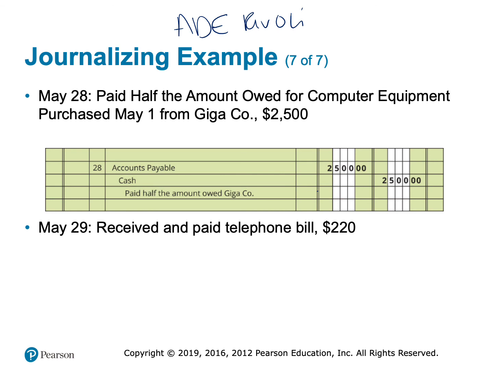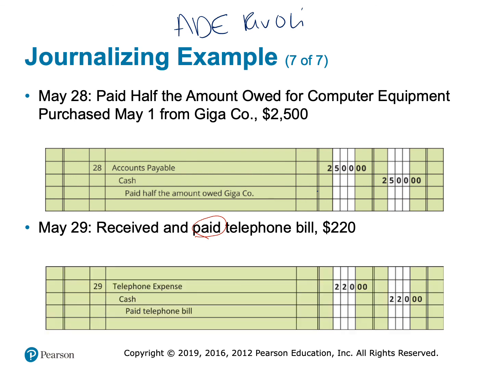And then the last one we're going to look at is we received and paid the telephone bill of $220. So I went ahead and paid it. Remember, whenever we see paid, that usually means we need to credit cash. We need to reduce our cash account. And then my debit would be to an expense account, right? Remember, we always debit expense accounts. So I'm going to review that chart of accounts, find the expense account that sounds most like a telephone bill, and that would probably be telephone expense. So I'm going to debit telephone expense and credit cash for $220.